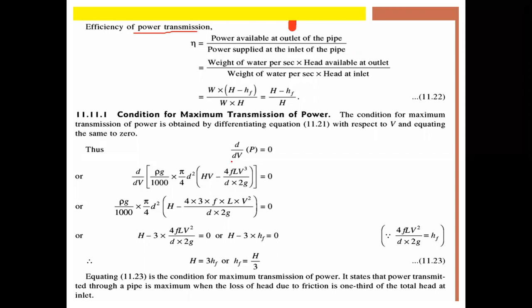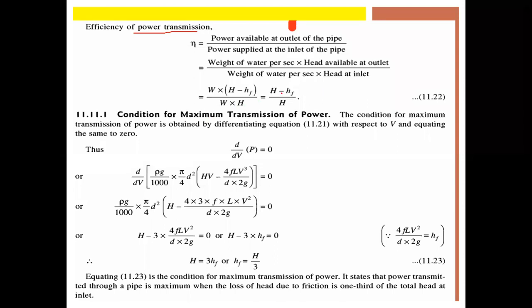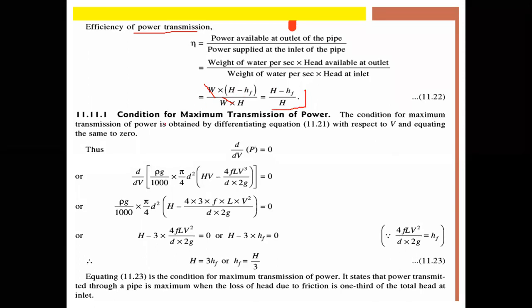So this is a power transmission problem. Therefore, W, the weight of water per second, into the head available at outlet, H minus HF, divided by the weight of water per second, W, into the head at inlet, H. Therefore, H and H cancel out, giving H minus HF by H. This is the efficiency of power flow through the pipe. Then what is the condition for maximum transmission of power?